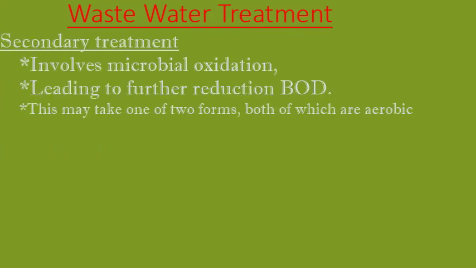The second stage is secondary treatment. This is a biological process that breaks down organic matter in wastewater. So this involves using microorganisms for microbial oxidation. This leads to further reduction of BOD. Secondary treatment may take one of two forms, both of which are aerobic. That means the traditional trickling filter method and the activated sludge method.